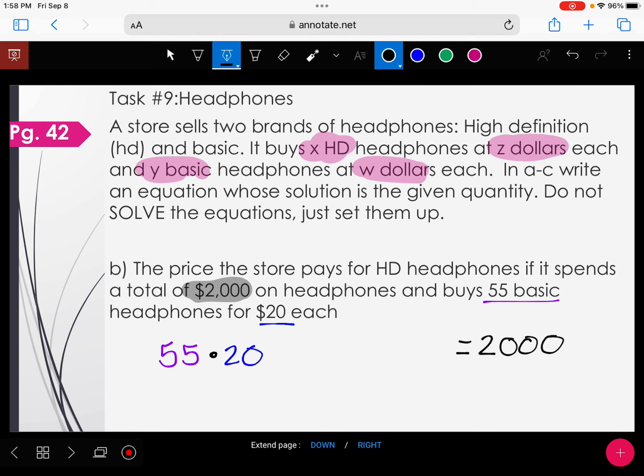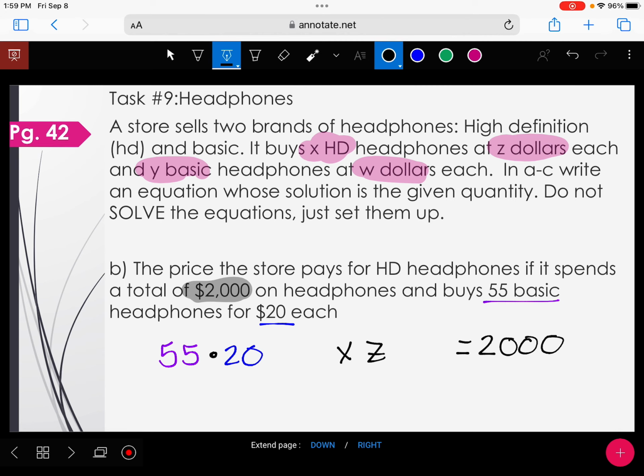How do I add in my HD headphones? Because I need information about them. However many HD headphones we buy, which we don't know, so we're going to call it X, times however much they cost, which again, we don't know because they're not being super helpful for us. We're going to call it Z.